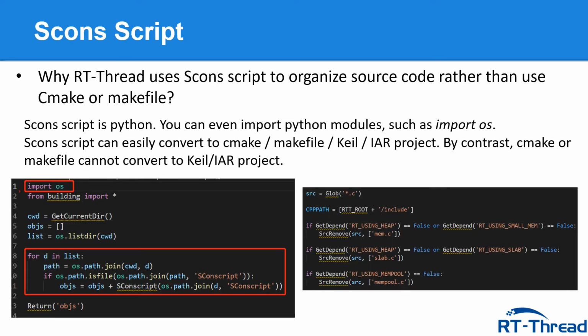The last question, why does RTOS use SCons to organize source code rather than CMake or Makefile? The reason is SCons is Python. You can even import Python modules such as import os. SCons can easily convert to CMake, Makefile, QMDK, or IAR projects. But by contrast, CMake or Makefile cannot convert to QMDK or IAR projects.